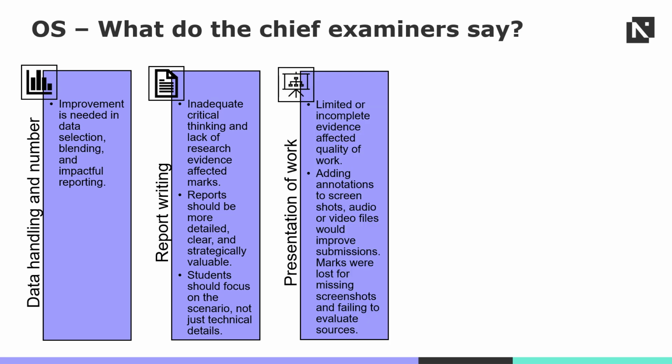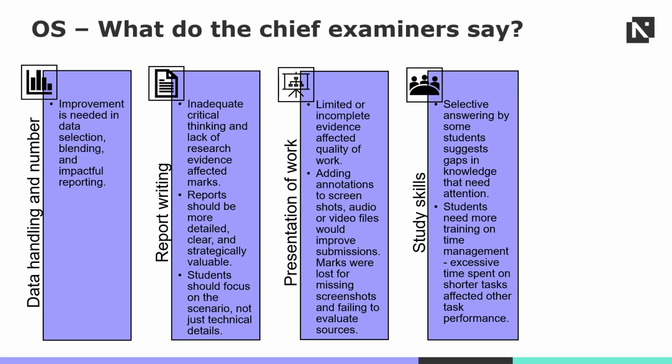Then moving on to the presentation of work. The quality of work suffered in some cases due to limited or incomplete evidence. To address this, students are encouraged to add annotations to screenshots, audio or video files to strengthen their submissions. And in cases marks were lost for missing screenshots or failing to evaluate their sources, highlighting areas where greater attention is needed.